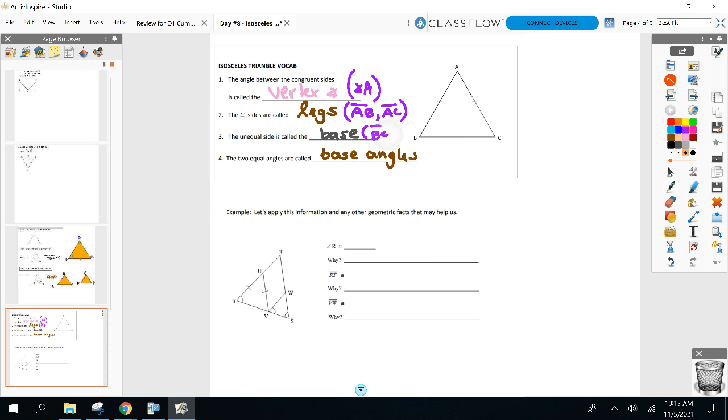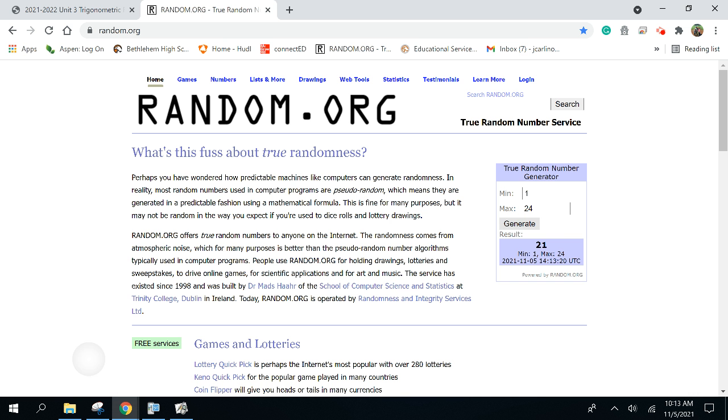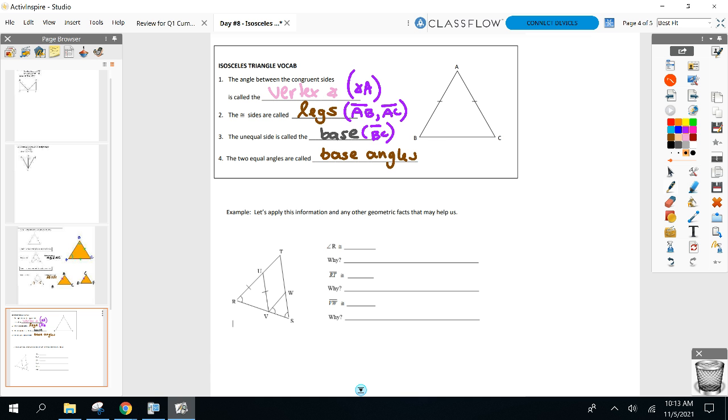BC. And name the base angles in the diagram. What are the base angles? Angle B, angle C are my base angles, the ones that are congruent. Good job, everyone. Good work.